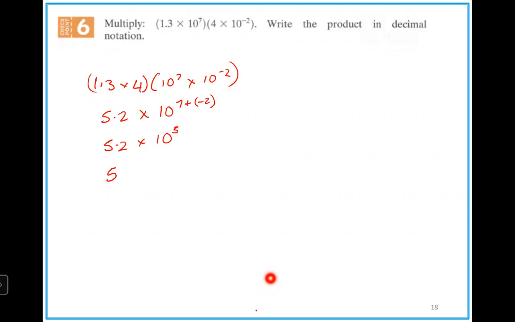Okay. So the point was right here between the 5 and the 2. So you're going to go 1, 2, 3, 4, 5. So you have your 2, and you have to put zeros in the place, and the point would be at the end. So your answer is 520,000.